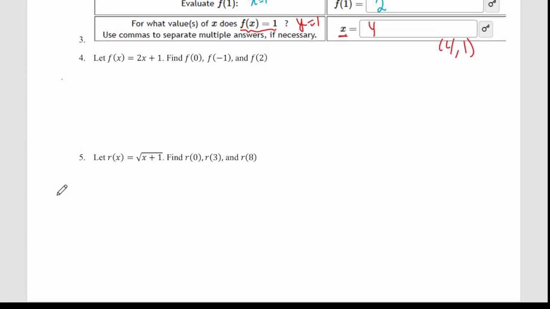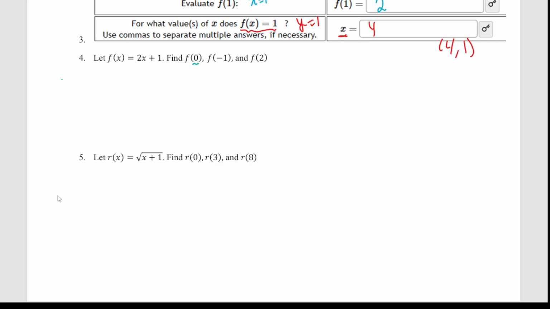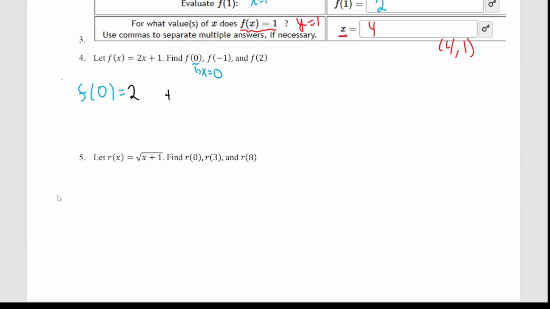You can also be given information instead in just a plain function. So what does that mean? So if they ask for f of 0, recall this means x needs to equal 0. So if you're looking for f of 0, what you want to do is rewrite the function, but everywhere you see an x, you replace it with a 0. Then you go ahead and solve according to order of operations. So 2 times 0 is 0, plus 1 is going to give us 1. So we just confirm that the point 0 comma 1 is on this graph.